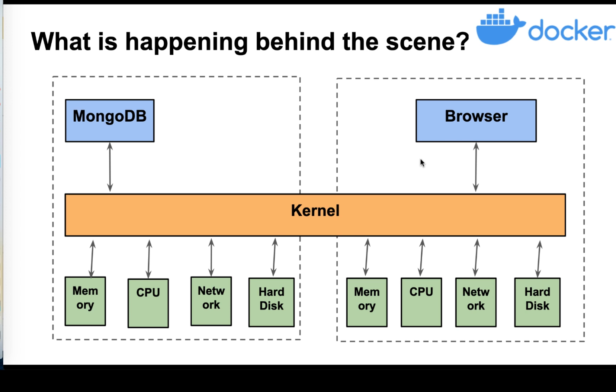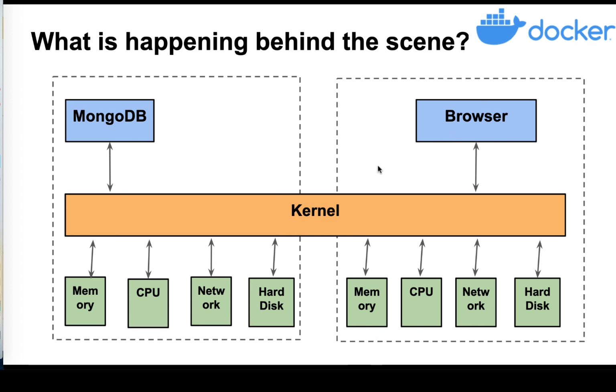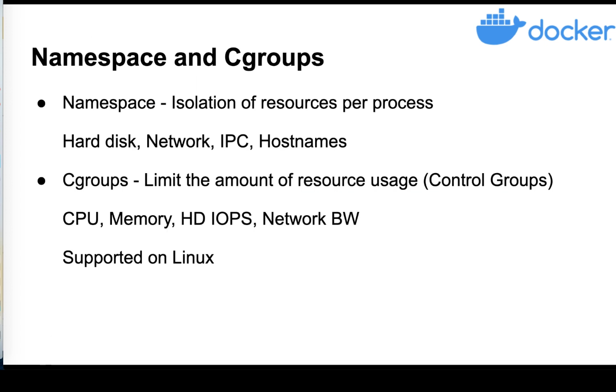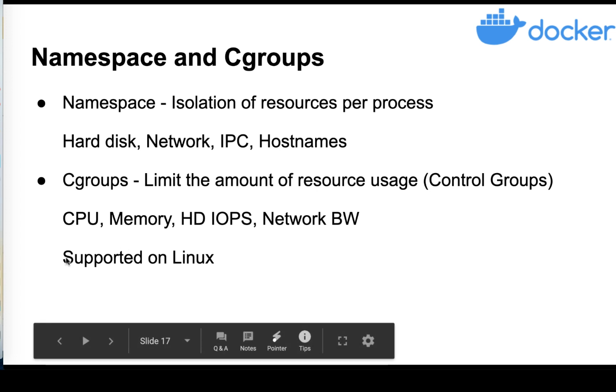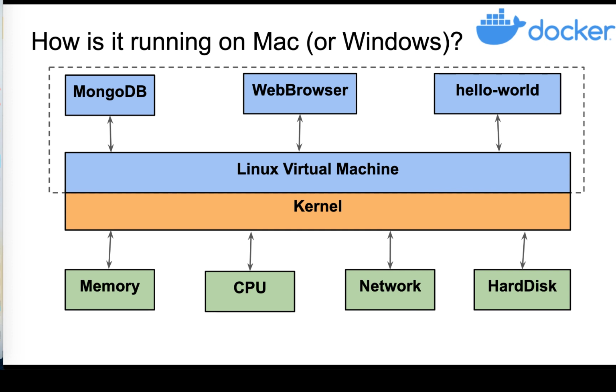These two concepts, namespaces and control groups, are what make container technology possible. In a container, you can just imagine that this is one container with its own resources, and this is another container which has its own hardware resources. If you see the previous slide, I mentioned that it is supported on Linux. Now, if it is supported on Linux, how is Docker possible on Mac and Windows? Because some of these concepts are not supported by Mac and Windows.